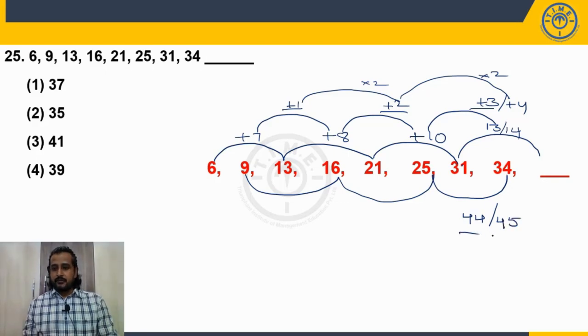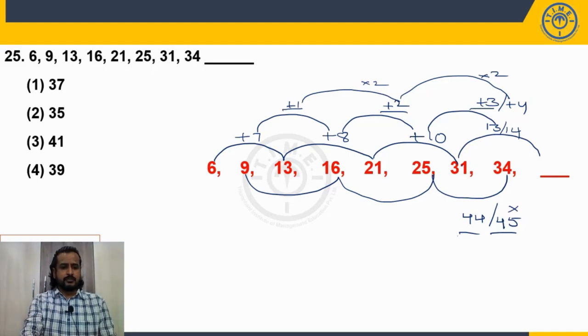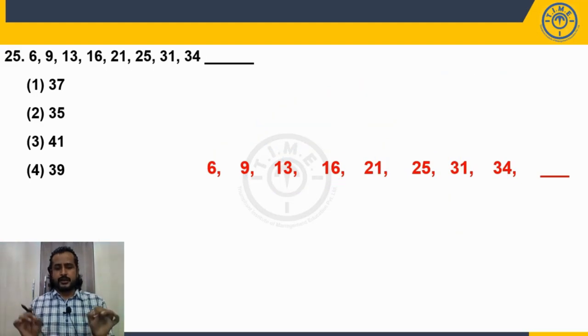But is any of these available in the choices? No. So definitely this is not the logic, and what I can confirm is that I cannot go ahead with the alternate series. So what is the logic that is given in this question? It is a very typical and difficult question.